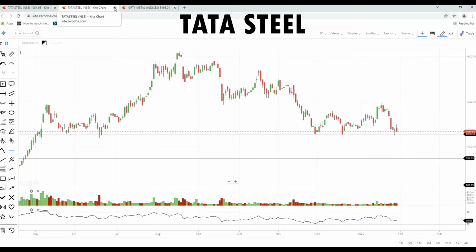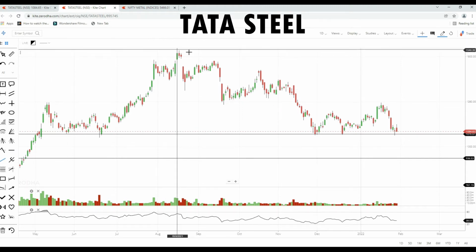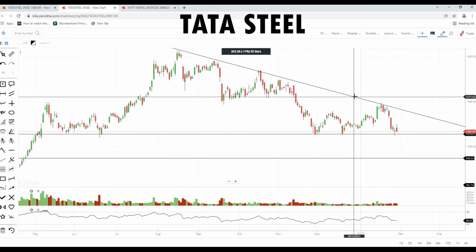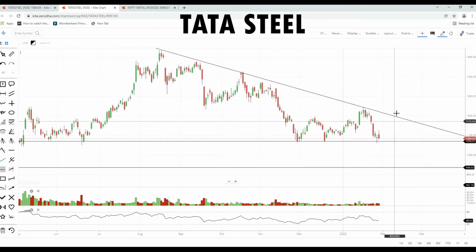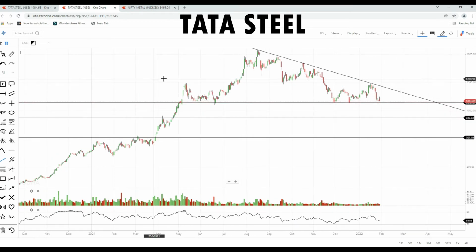Alright, so this was about Tata Steel. It has also got a trend line above. You can see here it is actually in a triangle pattern. So I'm waiting. If it shows a reversal here, then we can enter this particular stock.